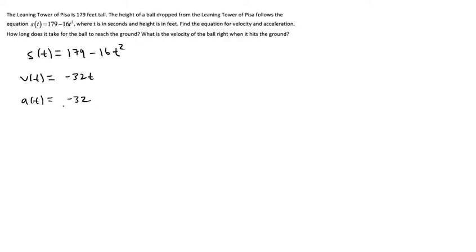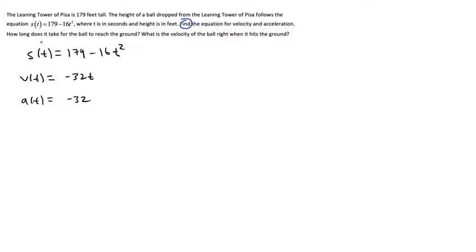That was a little bit interesting. What does this mean? It means that the acceleration is always negative 32 feet per second squared. That's true for falling bodies. For any falling body, the acceleration due to gravity is negative 32 feet per second squared, also 9.8 meters per second squared, but this one's in feet. So we found the equations for velocity and for acceleration.